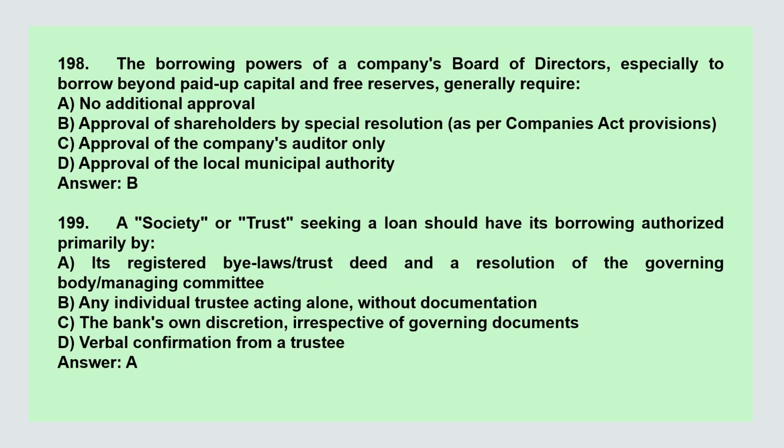The borrowing powers of a company's board of directors, especially to borrow beyond paid up capital and free reserves, generally require answer A, the approval of shareholders by special resolution. A society or trust seeking a loan should have its borrowing authorized primarily by answer A, its registered bylaws and trust deed and the regulations of the governing body, managing committee.